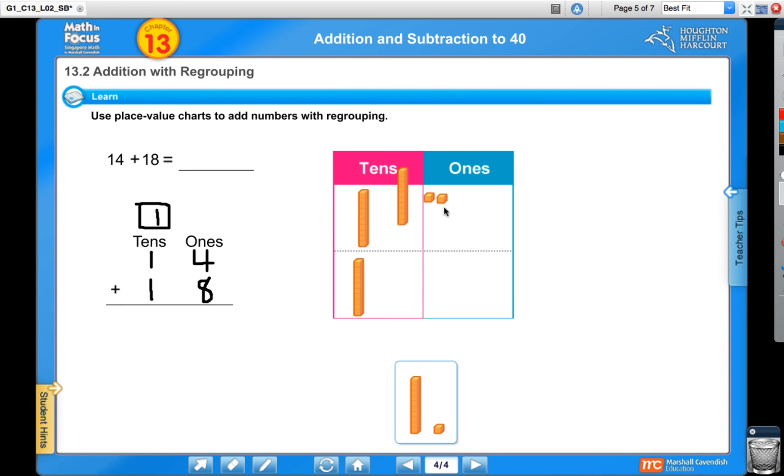Then I go back and I count my ones. 1, 2. 2 ones. Then I count my tens. 1, 2, 3. 3 tens. So 14 plus 18 equals 32.